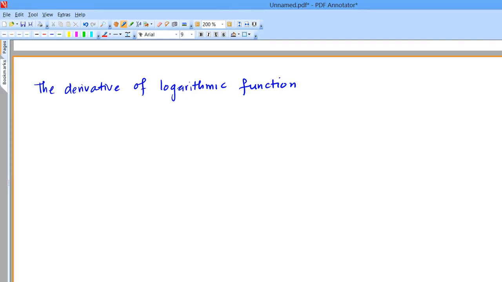Hi student, this video is about the derivative of logarithmic function. Okay, let me show you how to differentiate natural logs. For example, we have y equal to ln x.